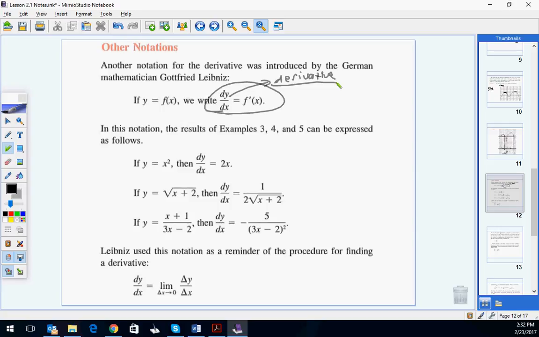Okay, so this is what we got, guys. We did this one already, right? We figured out the derivative was 2x. So that means dy dx is 2x. The derivative is 2x. Here, we did this one already. We got 1 over 2x plus 2. We did this one already. dy dx was -5 over (3x minus 2) squared. dy dx means derivative.